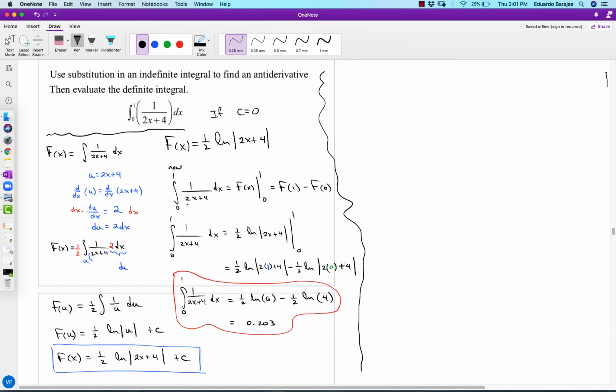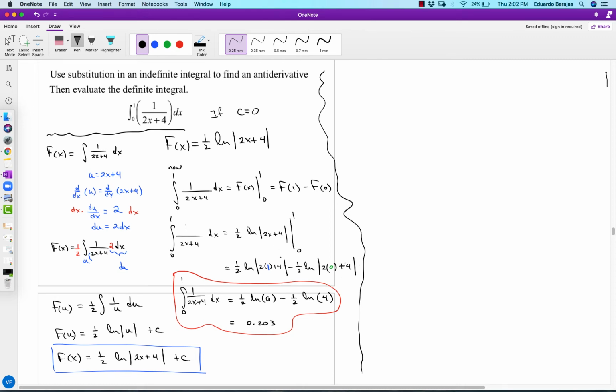And now, thanks to the fundamental theorem of calculus, finding this integral becomes just as easy as finding the difference of these two values. Evaluate the antiderivative at 1 minus evaluate the antiderivative at 0. Good? So then we can just find them that way.